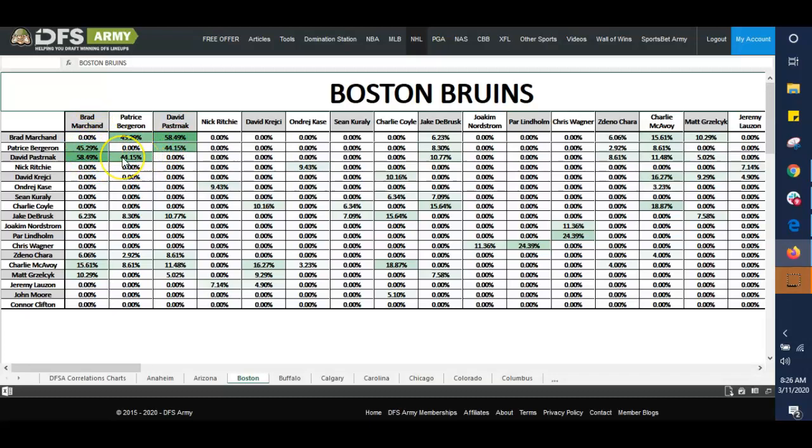So what you're seeing is that Bergeron here tends to spread the puck out a little bit equally to these guys. He's more of the distributor. He's obviously more of the playmaker, the setup guy.